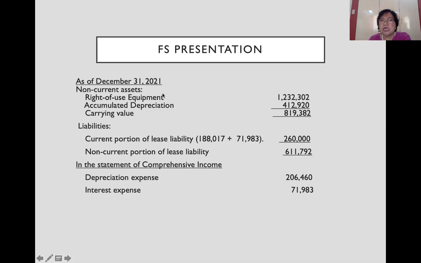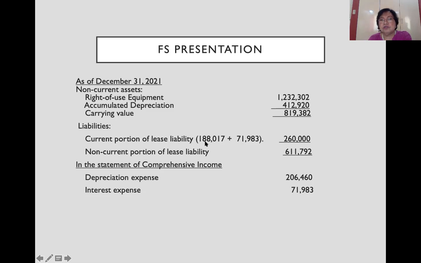819,382. If this is classified as property, plant, and equipment, then you have to subject this to impairment testing, provided that there is an indication of impairment. Now, in the liability section, assuming that the company presents assets and liabilities into current and non-current, you have to apportion the lease liability into current and non-current.